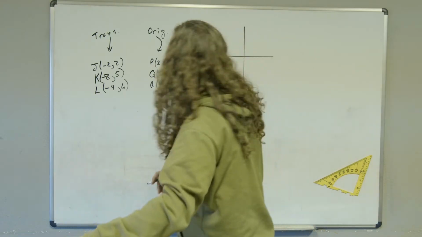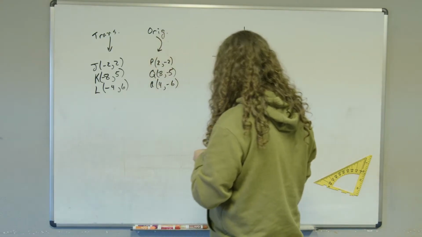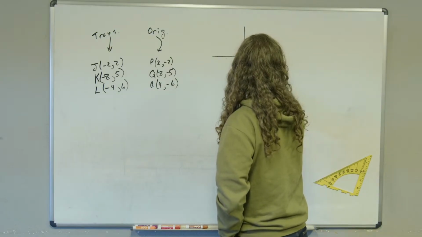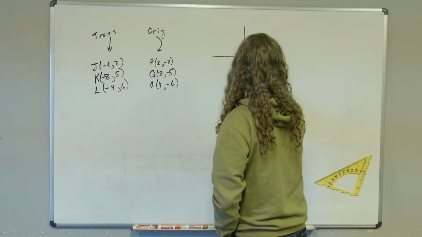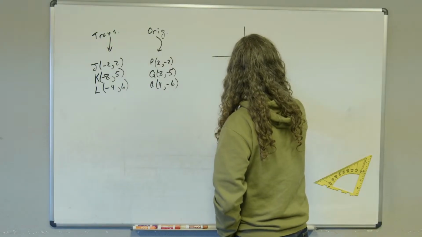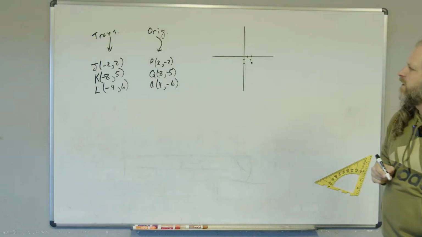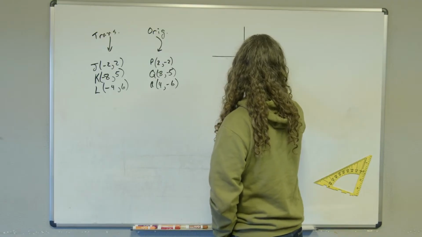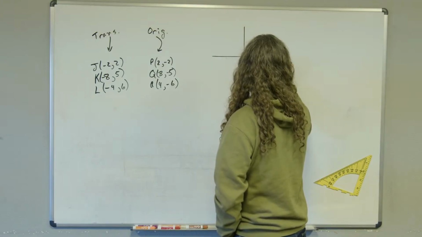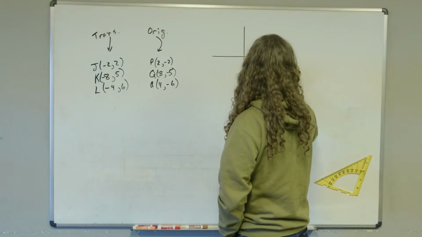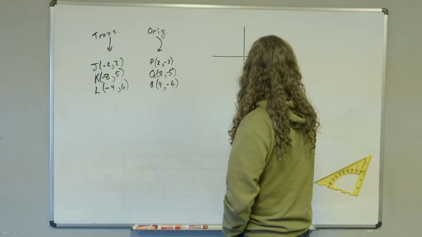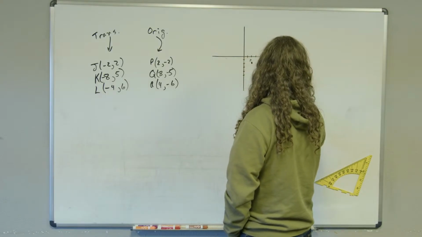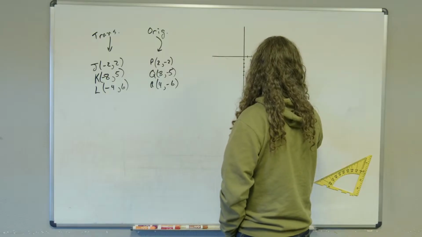All right, so the original is at 2, -2, right? So X, 1, 2, and then down 1, 2. We put a dot. We'll go ahead and label that as P, easy peasy. And then Q is at 8, -5. So 1, 2, 3, 4, 5, 6, 7, 8, -1, 2, 3, 4, 5. So right here, Q.